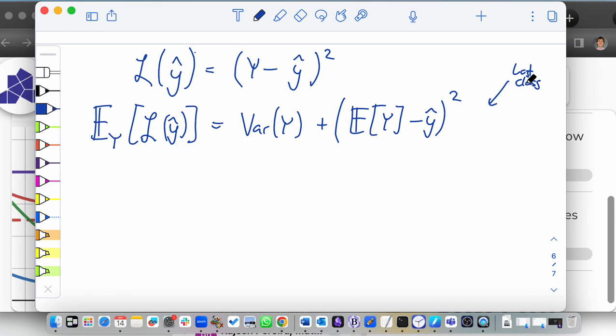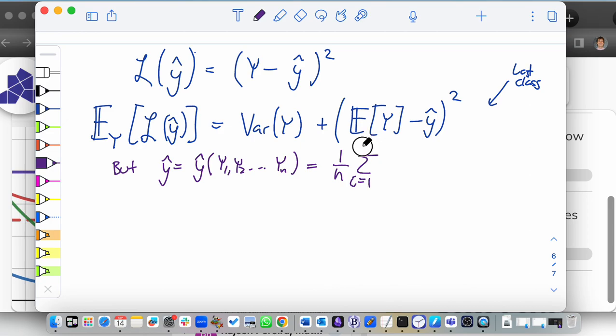Now the y hat that we are picking is a function of the data. y hat is actually y hat of y1, y2, all the way up to yn. I won't write n data, I'll just write n to save a little time. So the y hat we pick actually depends on our data. And it depends on our data how? Well, it's the function 1 over n times the sum of the yi's. It's the average of the yi's. That's the best possible thing. So y hat is the average.